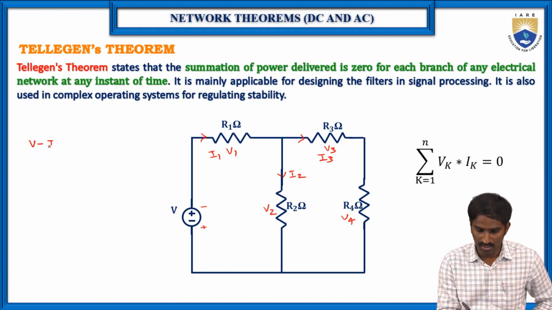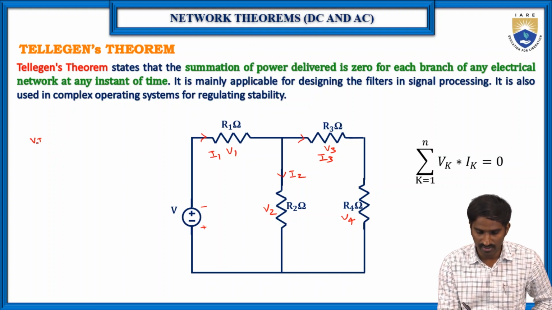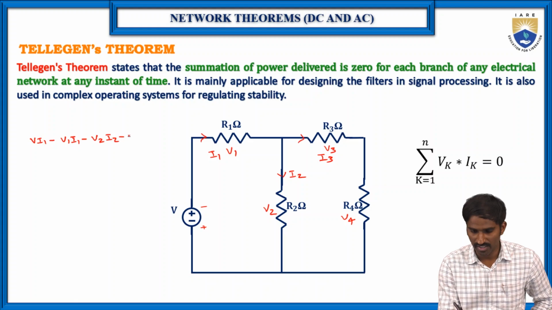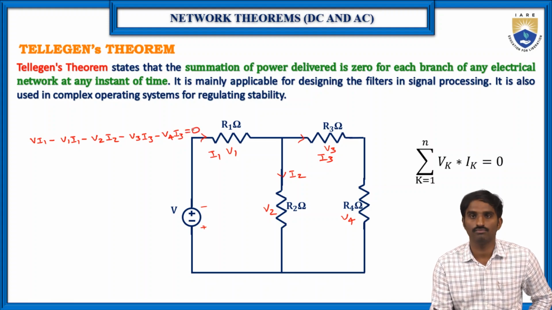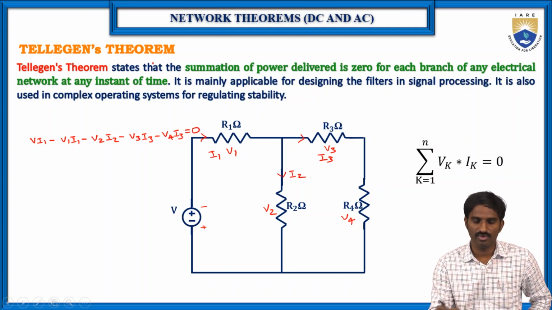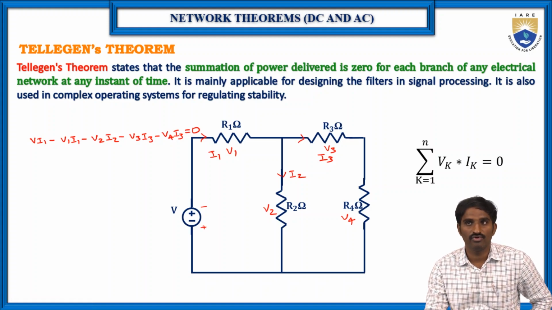Because V into I is the power, so V1 into I1 minus V2 I2 minus V3 I3 minus V4 I3 again, which is equal to 0, which means the Tellegen's theorem has been proved. So according to Tellegen's theorem, this means the summation of the power delivered is 0 for each branch of any electrical network at any instant.